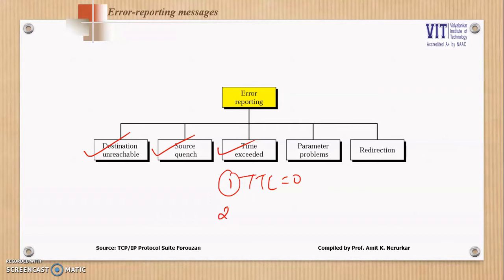Secondly, when you send fragments and at the receiving end, when the receiver starts receiving fragments, it starts a timer. Within that particular time, if all fragments are not received, it discards all the fragments and informs the sender that you sent the fragments but I didn't receive all of them and hence I have discarded your packet.